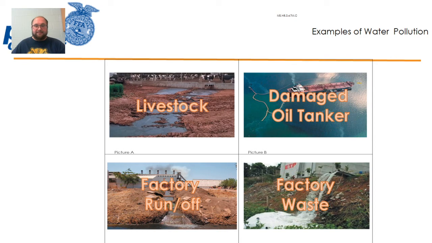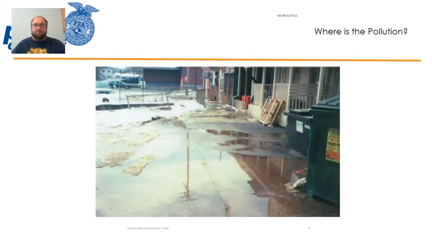So this gives us a whole issue of dealing with this. All of these pictures are showing point source pollution because the pollutant is coming from an obvious identifiable source. But what if we don't know where the pollutant is coming from?